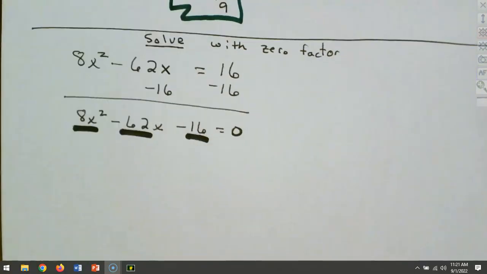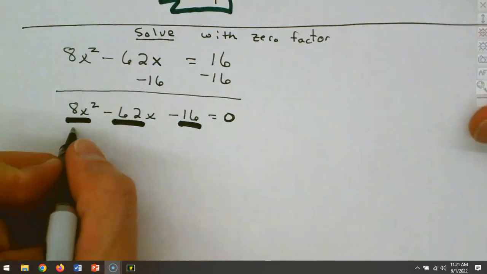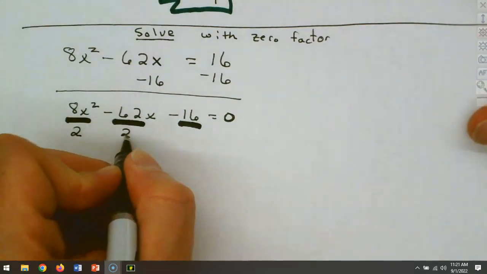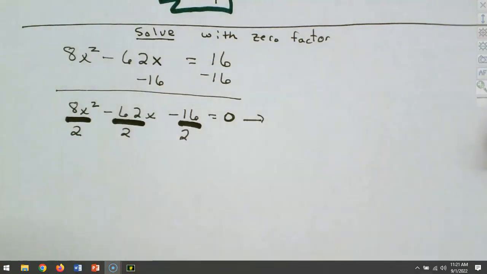What number's in common? Well, they're all even, so I think a 2's in common, but is a 4 in common? No, 4 is not. All of these are divisible by 2. So we're going to divide everything now by a 2, and that's going to make our numbers a lot smaller and easier to handle.